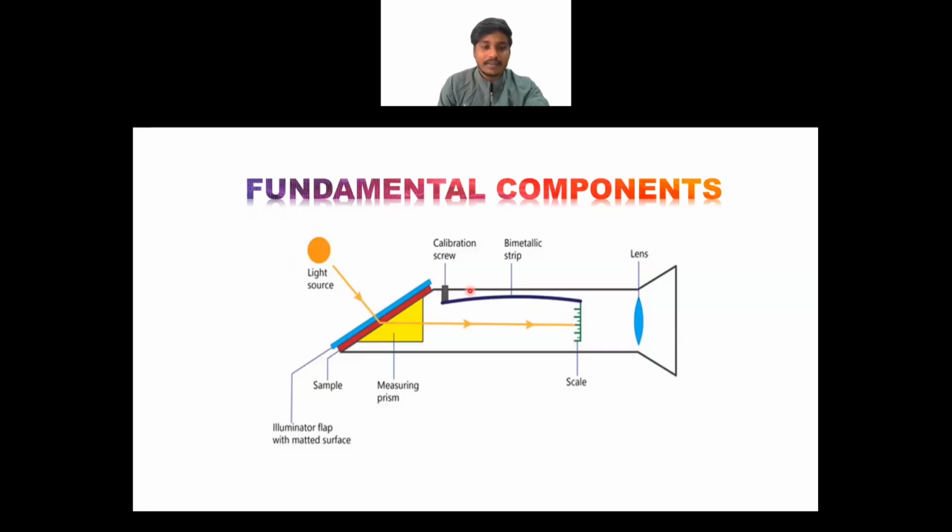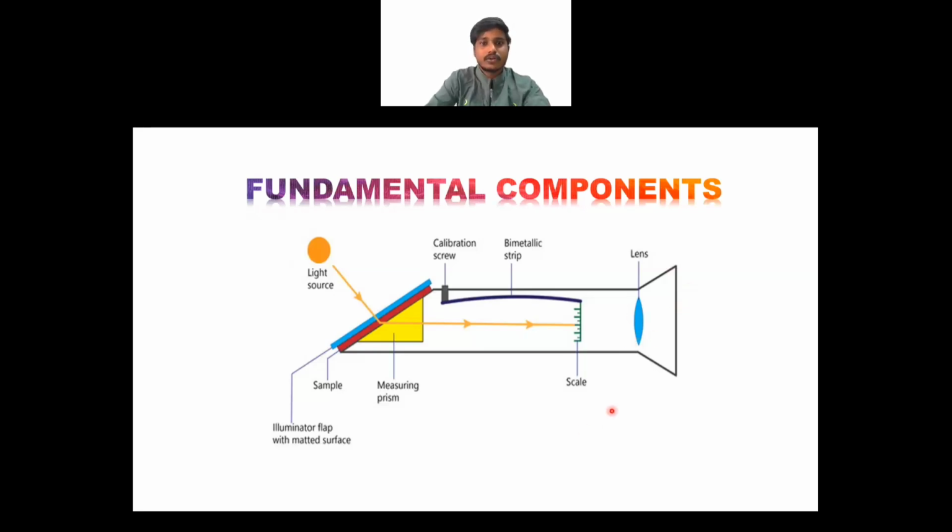And next, going to the calibration knob or calibration screw, which adjusts the device to a known standard like distilled water for accurate measurements. And then lens or eyepiece. Analog models have an adjustable eyepiece for reading the scale, while digital models show the results on the screen.